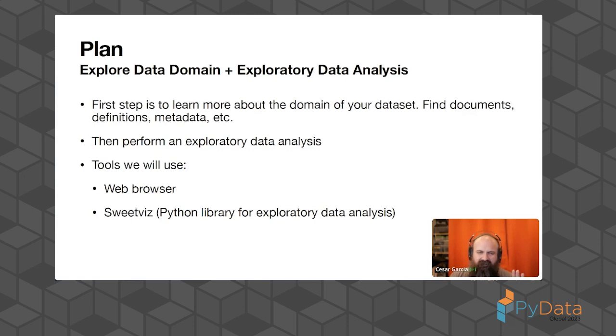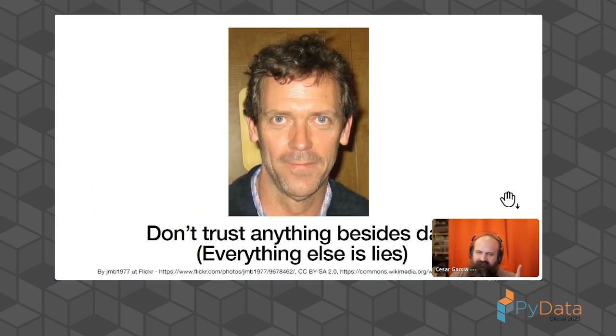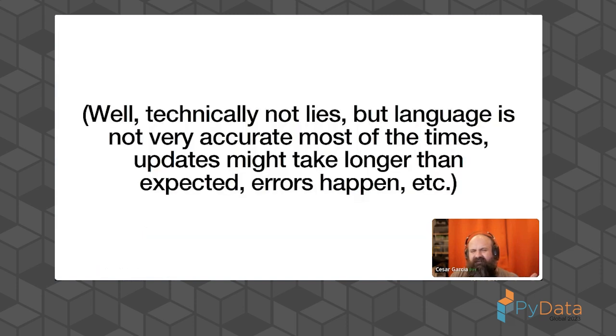And let's keep this in mind. Don't trust anything besides data. You know, like House, the doctor, who says everyone is lying, everybody's lying. Technically it's not lies, but usually you read things and you might wonder, okay, is this what I expected or not? And usually there are things that are not really clear. There are some updates that might not be there. There is some obsolete text. There might be missing files. There are all kinds of things that might be broken.